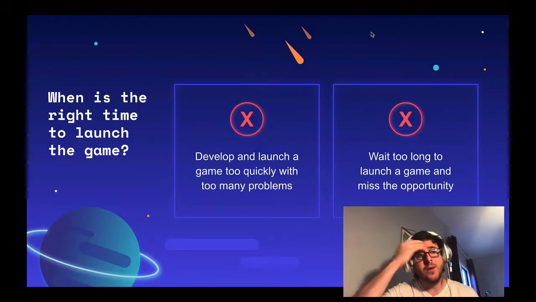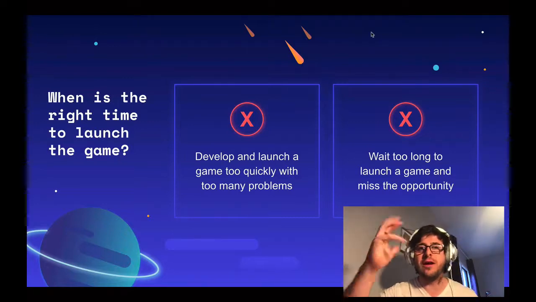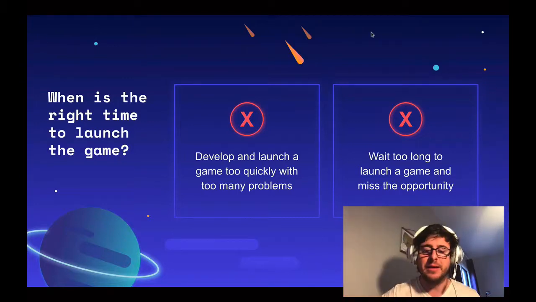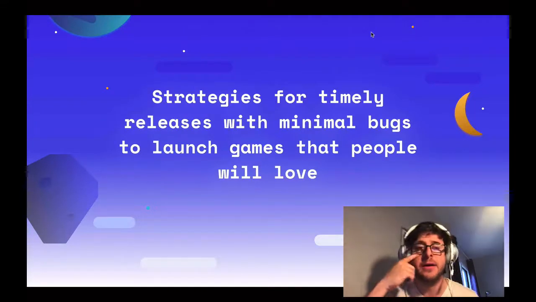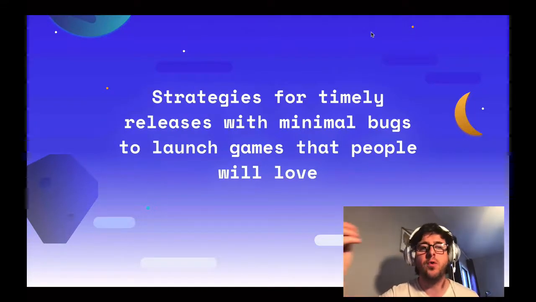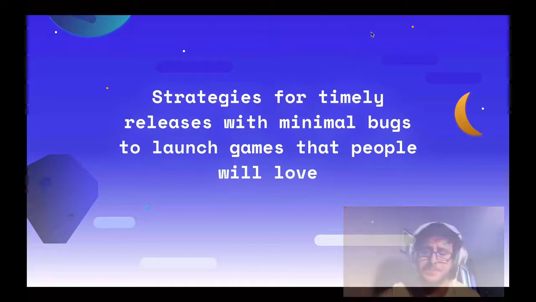So, when's the right time to launch a game? Either we develop and launch too quickly and launch with a bunch of problems, or we delay this launch and miss an opportunity for additional eyes on the product or great press or whatever it is, or get in trouble with your publisher or get in trouble with someone who's pressuring you to get the game live. So what we're going to talk about a little bit today is what are the strategies for timely releases while minimizing bugs. So the idea here is to launch games quickly that people will love.